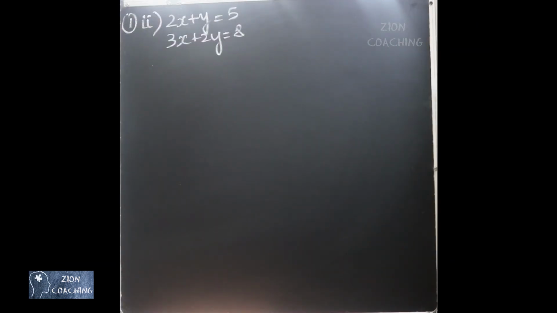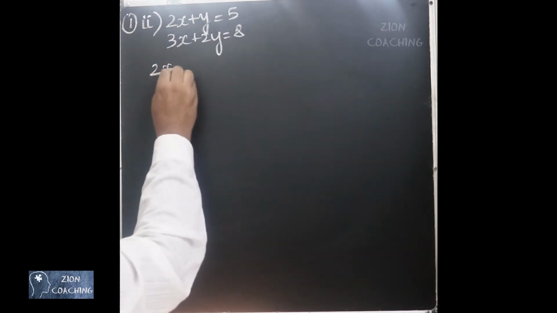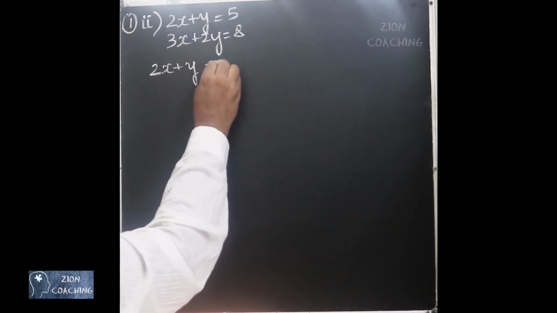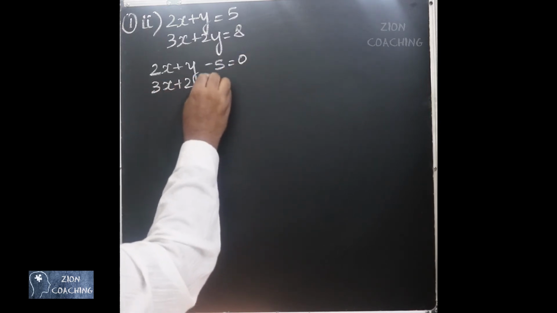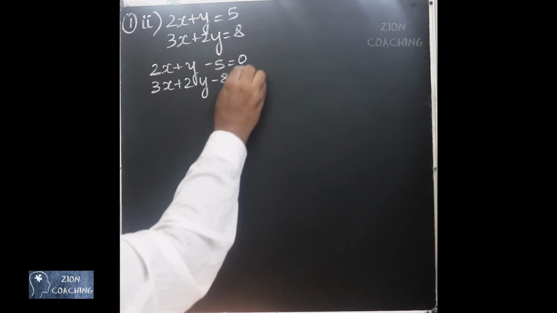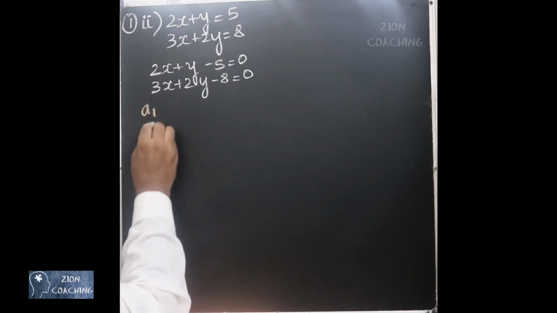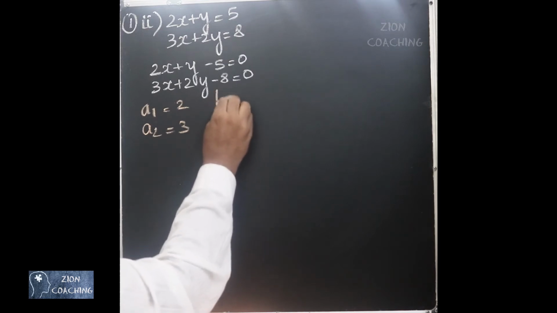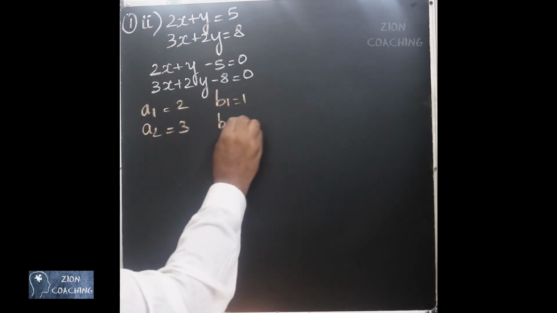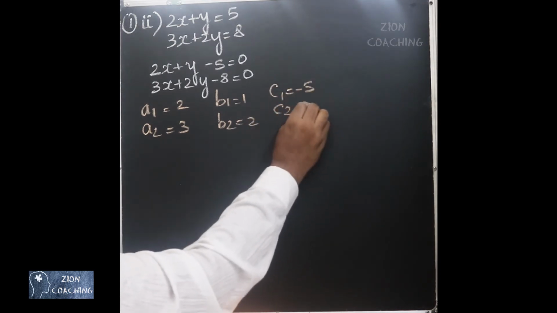They have given two equations, 2x plus y equal to 5, 3x plus 2y equal to 8. First we will write them in the general form. We have 2x plus y minus 5 equal to 0 and 3x plus 2y minus 8 equal to 0. When you compare, you have your a1 value to be 2, a2 value to be 3. Then b1 is 1, b2 is 2, c1 is minus 5, c2 is minus 8.